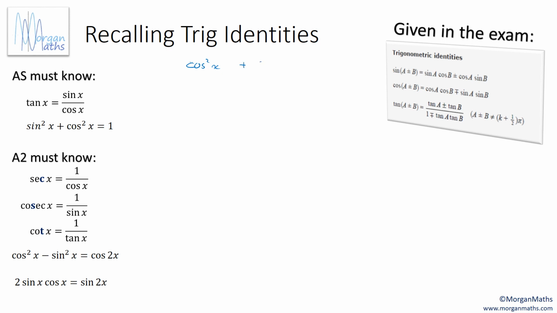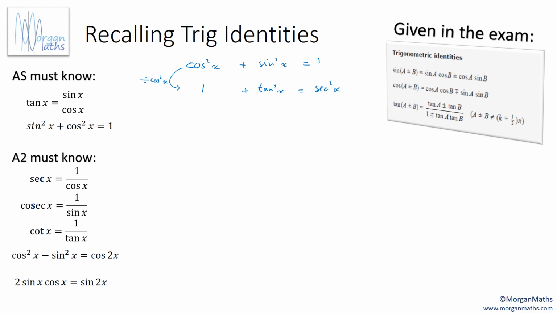writing cos squared x plus sine squared x equals 1. And then first of all, to find the next trig identity, you're going to start by dividing by cos squared x. And that gives you 1 plus sine squared x divided by cos squared x. You now have tan squared x. And then 1 divided by cos squared x is going to be your sec squared x.